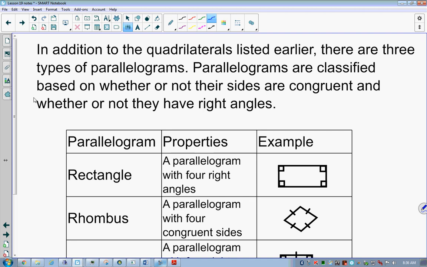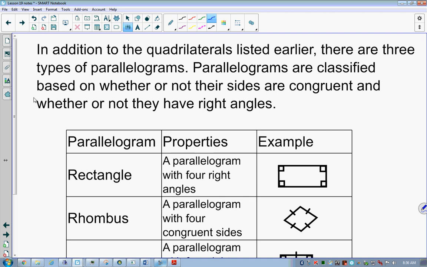All right, so in addition to quadrilaterals, you wouldn't believe how hard it is to say quadrilaterals, especially if you have to say it like 100 times a day. In addition to those listed earlier, there are three types of parallelograms. Again, we're breaking this down, so all of this fits inside of that category. Parallelograms are classified based on whether or not their sides are congruent and whether or not they have right angles. So not everything is a rectangle. We'll get future lessons that deal specifically with what makes a quadrilateral a rectangle.